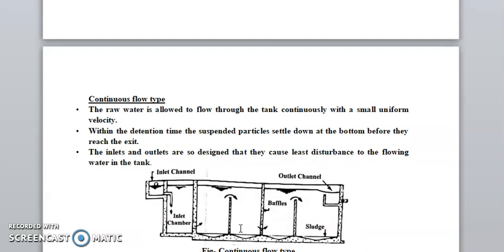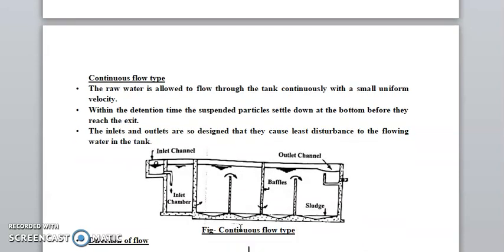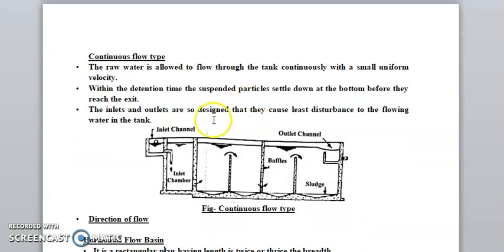Now the continuous flow type. You can see the continuous flow type. Raw water is allowed to flow continuously with a small uniform velocity, so that within the detention time the suspended particles settle down at the bottom before they reach the exit.